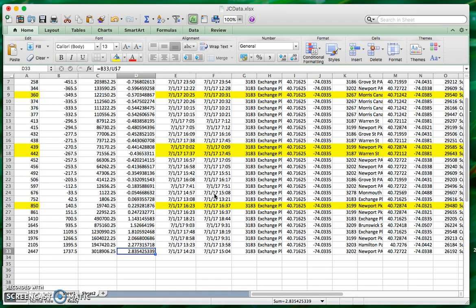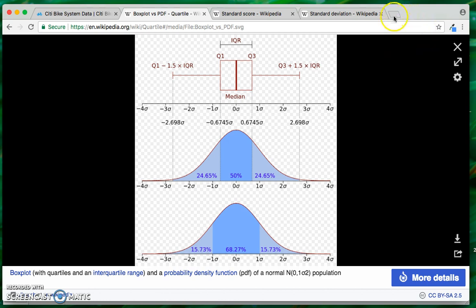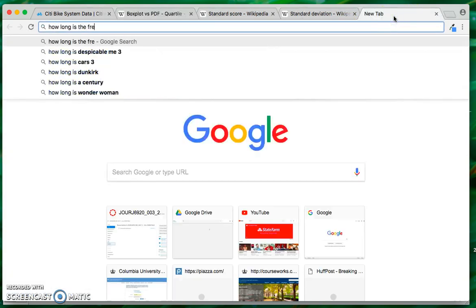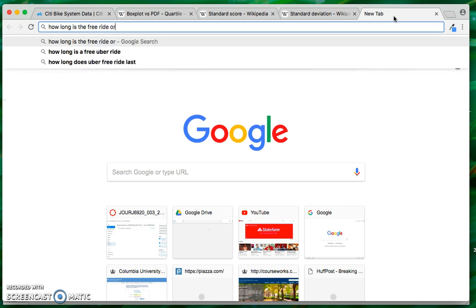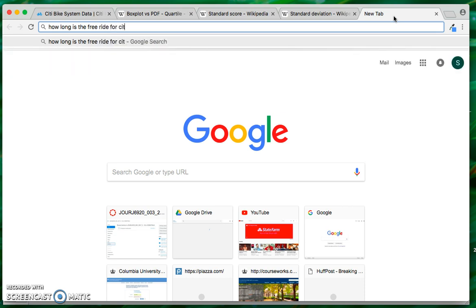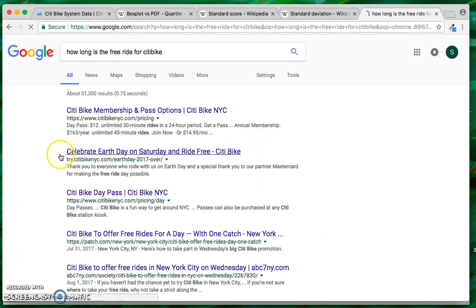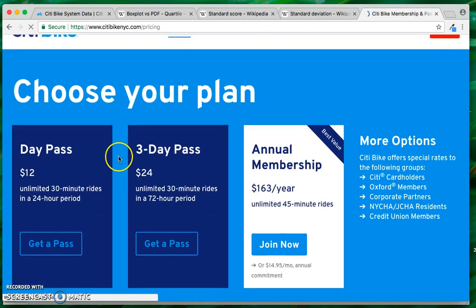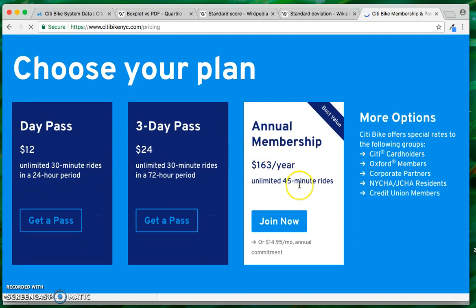But for example, one of the things we might look for in city bike data, let me just very quickly look up how long is the free ride for city bike. My recollection is that you get unlimited 30-minute rides in a 24-hour period, okay? So you get up to 30 minutes free. Annual membership, unlimited 45-minute rides.